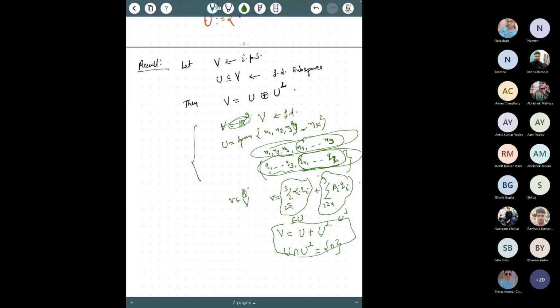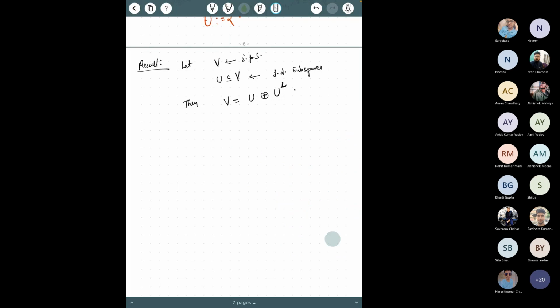But here we are trying to prove it when V is infinite dimensional, but U is finite dimensional. A subspace can be finite dimensional, right? If V is infinite dimensional, we can always talk about its finite dimensional subspace. So let us prove this result. Whatever I just mentioned can be used when we prove this result for finite dimension, but now we want to use it for infinite dimension.